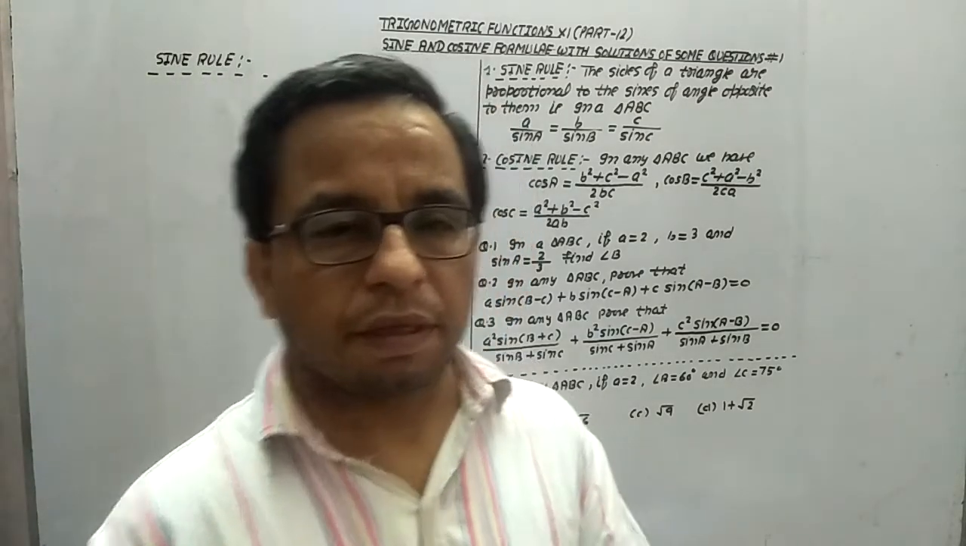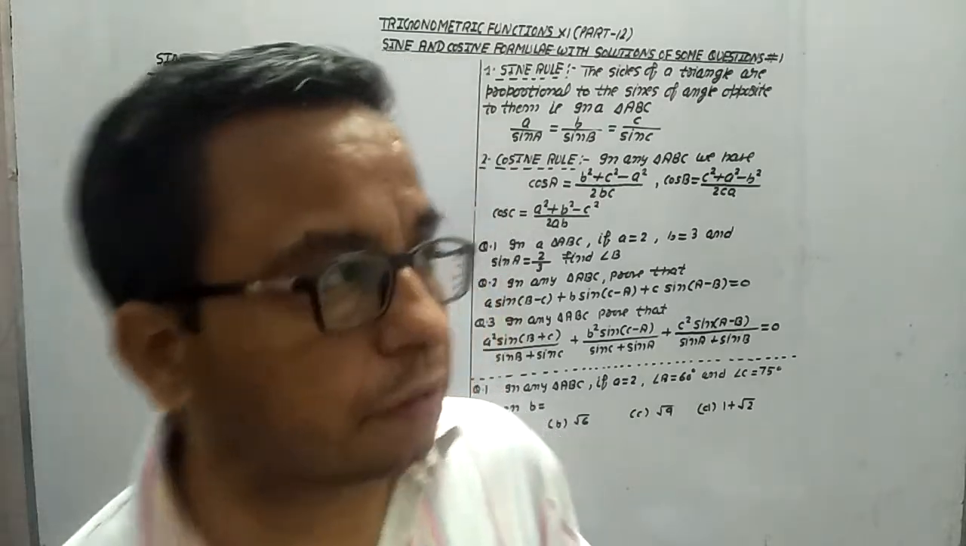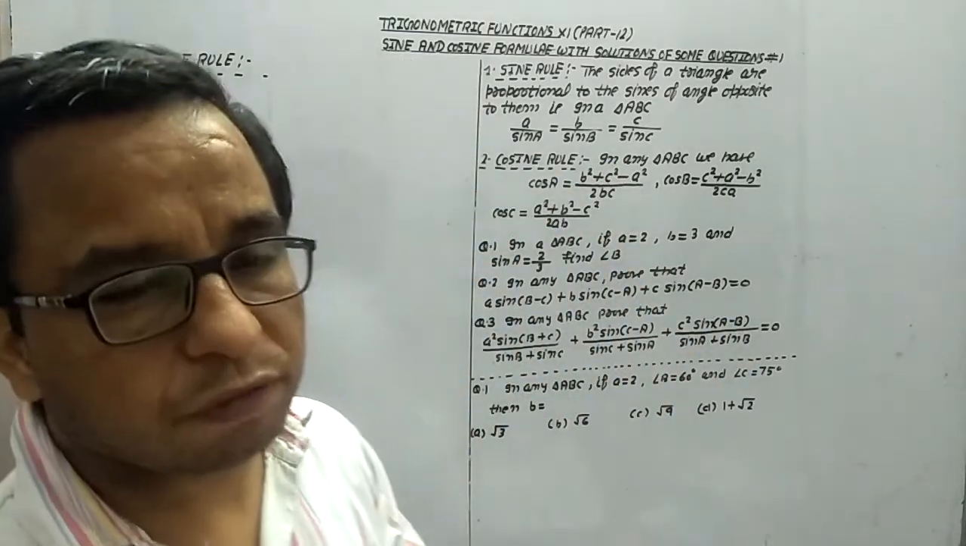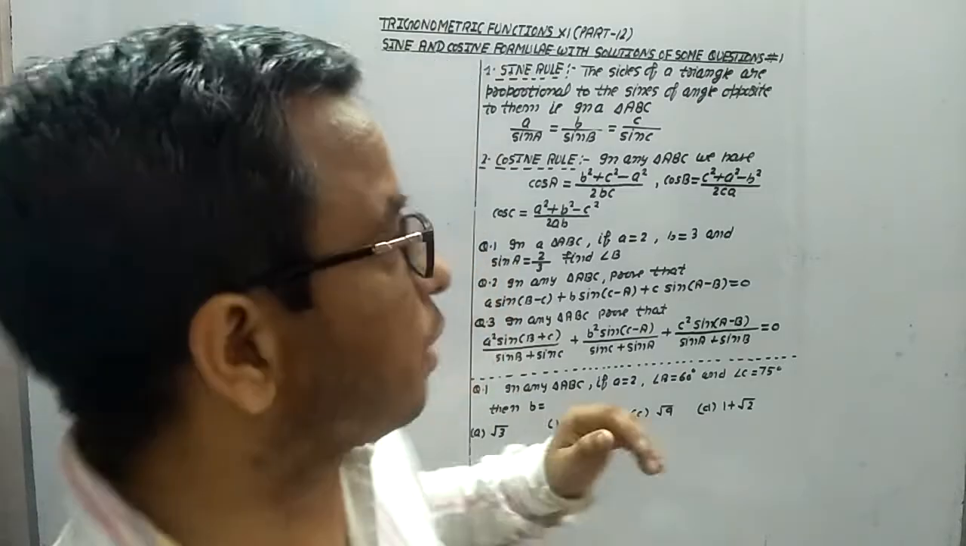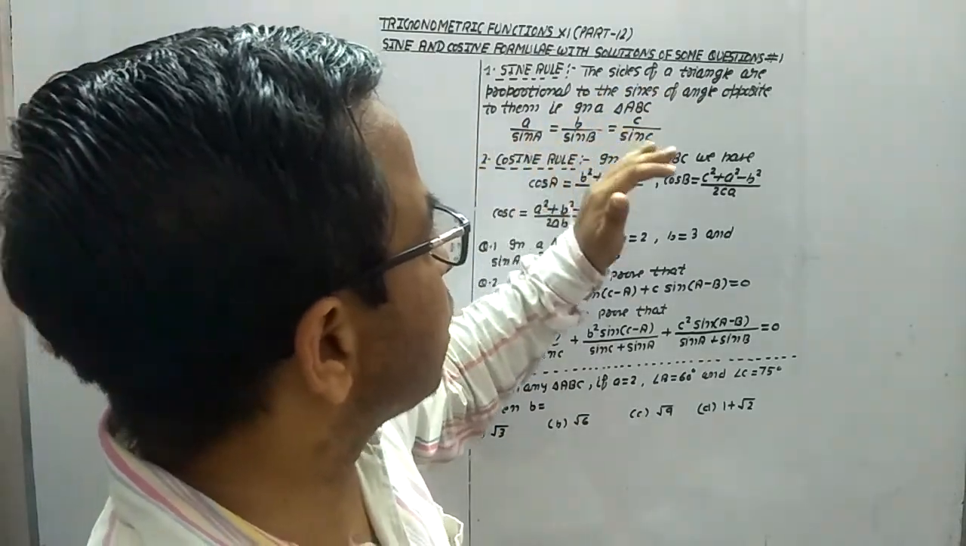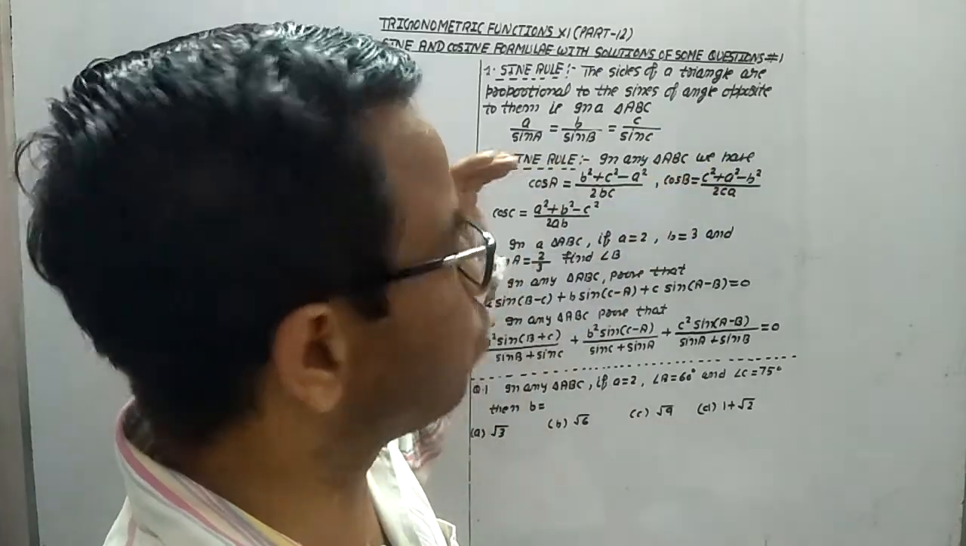Hello everyone. In this part 12 of trigonometric functions, we will understand sine and cosine formulae with solutions of some questions. What is the sine rule? The sides of a triangle are proportional to the sines of angles opposite to them.